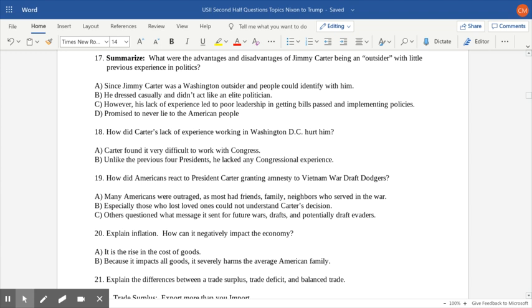Those who were really upset would be those who had lost loved ones, who could not understand Carter's decision. Here they might have lost a father, a brother, a son, and now they're seeing Carter say, oh, it didn't matter. Their service didn't matter. Their sacrifice did not matter.